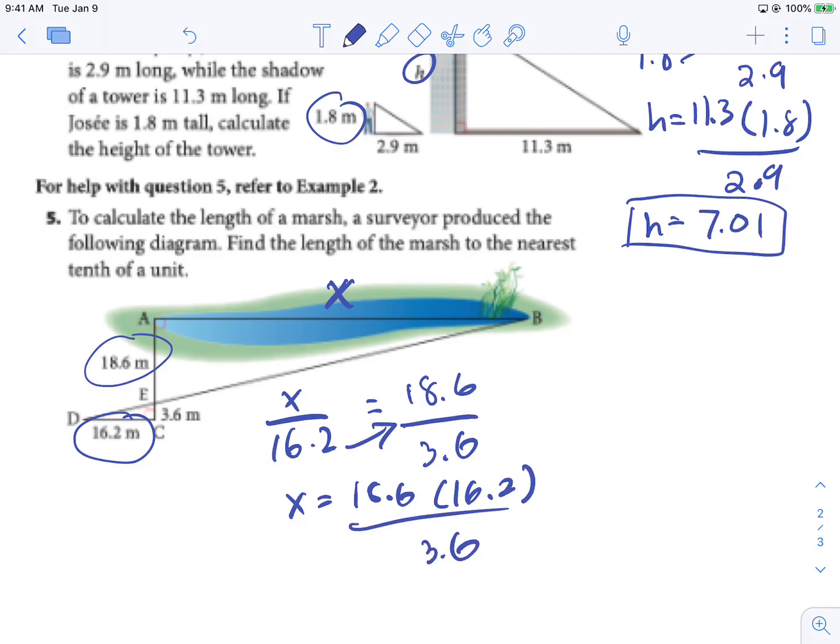And we'll put that into our calculator. 18.6 times 16.2 divided by 3.6, and that gives me 83.7.